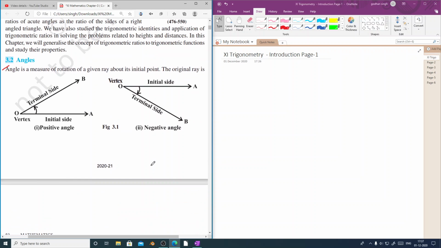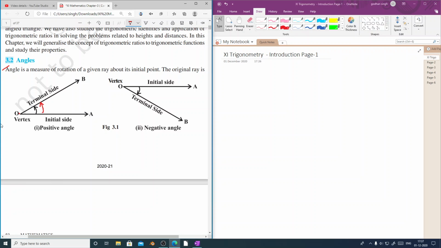So this is figure 3.1. Suppose this is a ray OA, and initially it was here, this is the initial side. After rotation it is reaching this place, so that is known as the terminal side, and it is being rotated about this point O, which is known as the vertex.